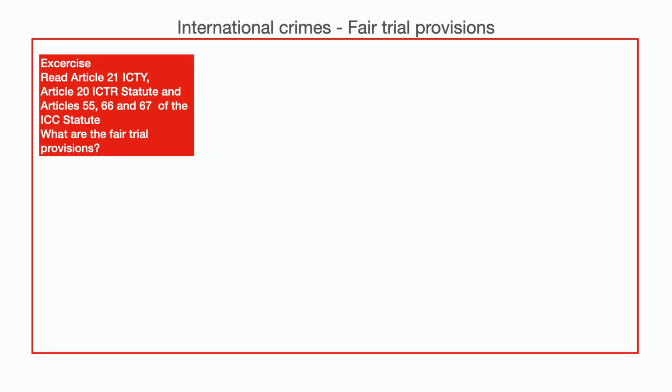Students, stop the tutorial for 20 minutes and read the following articles: Article 21 of the Statute of the International Criminal Tribunal for the former Yugoslavia, Article 20 of the Statute of the International Criminal Tribunal for Rwanda, and Article 55 of the Statute of the International Criminal Court. What are the fair trial provisions guaranteeing the protection of the human rights of the accused?